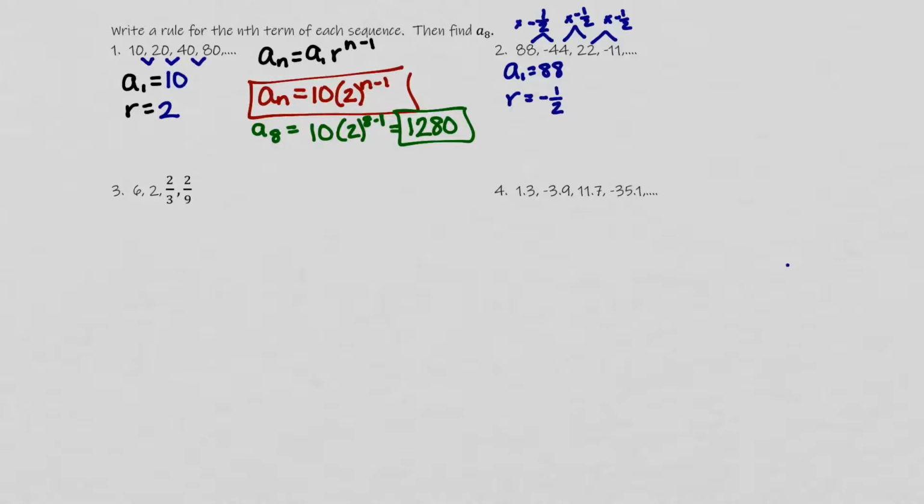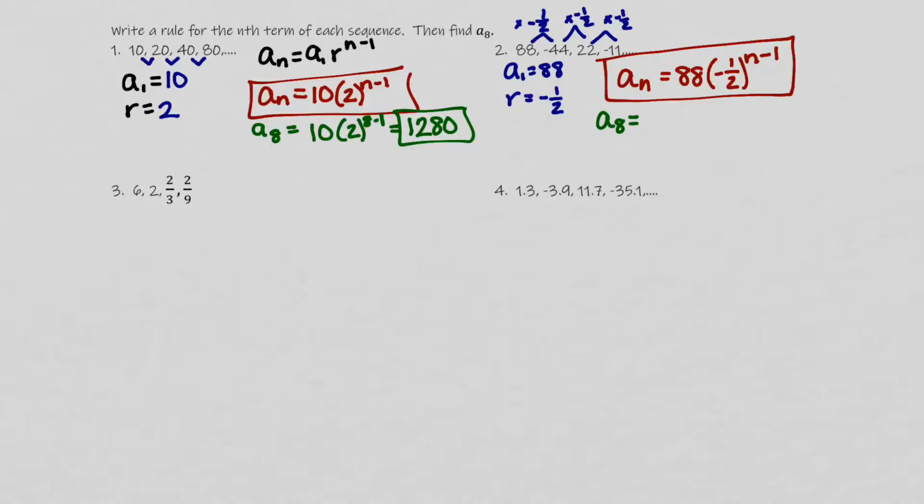So writing our rule, a_n is the first term times whatever R is to the n minus 1 power. Notice I am putting R in parentheses. And for reasons like this where it has that negative, it needs to be there. So here's our general rule. And now it wants me to find a_8. So 88 times negative 1/2, 8 minus 1 power, so that's the 7th power. So negative 1/2 to the 7th power and multiply it by 88, and I get negative 11 over 16.